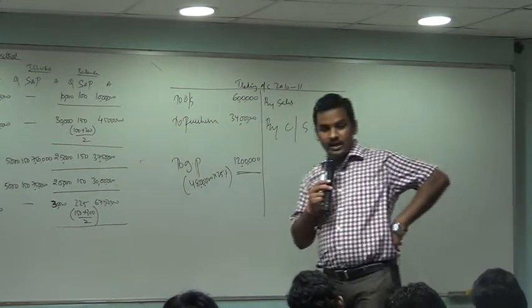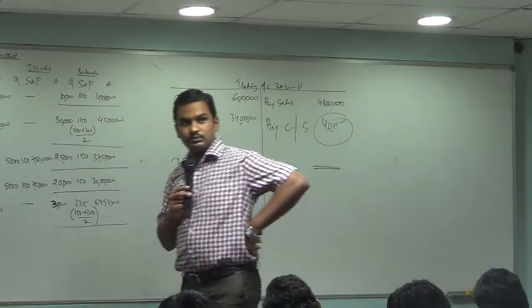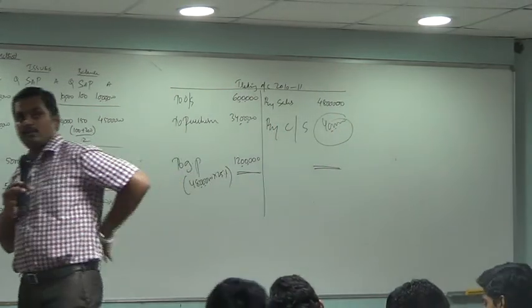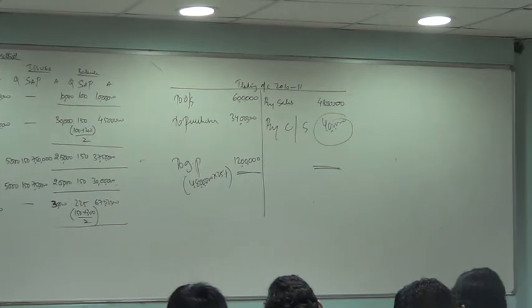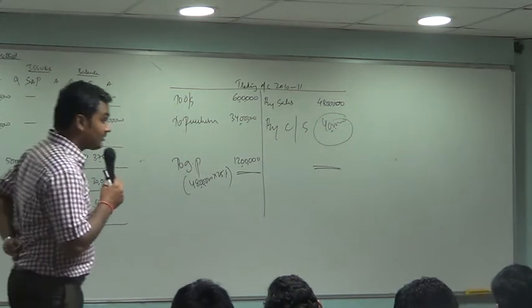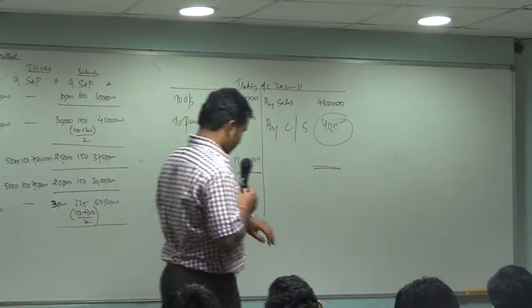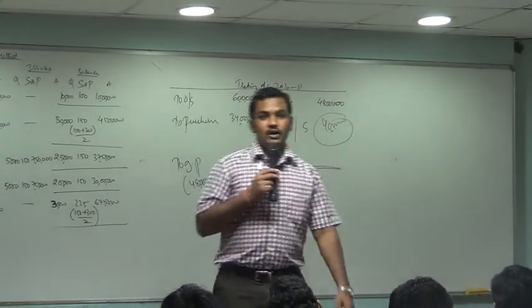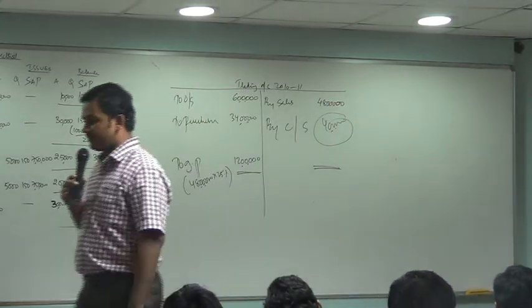Physical stock is only 3,25,000. Value of stock stolen is 75,000.